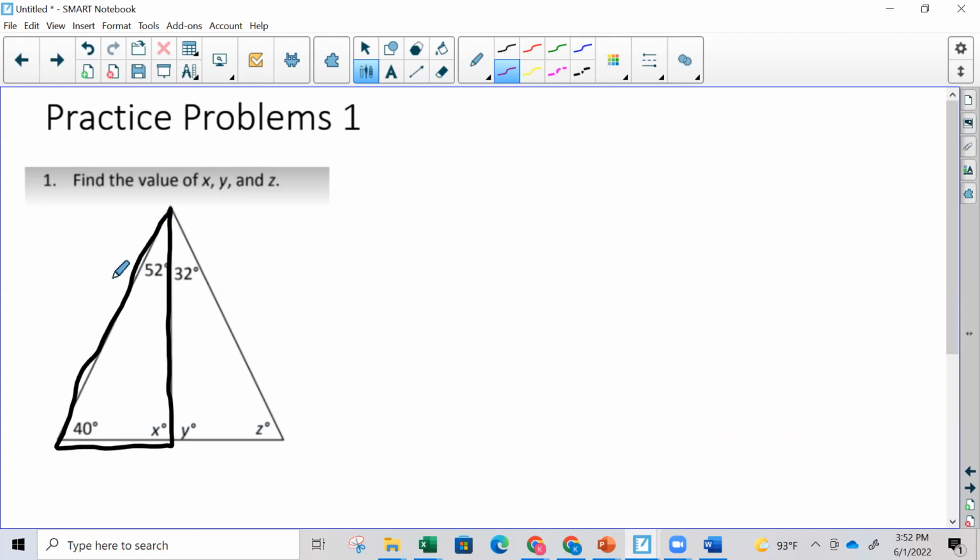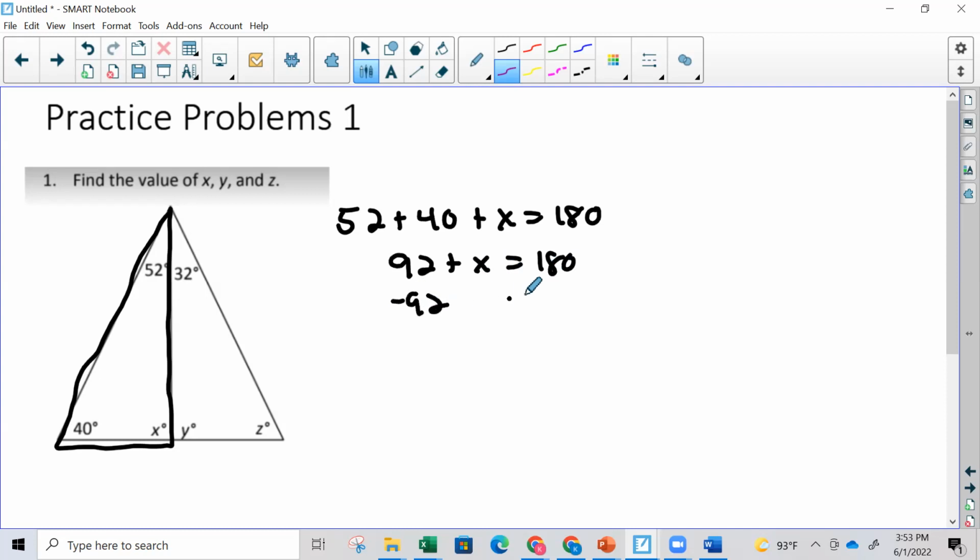And find x using the idea that I have three angles in a triangle. I know that those three angles always have to add up to 180. So I'm going to do it the algebraic way. You could also just do 180 minus 40 minus 52, and that's practically what we're doing when we solve this equation. So 52 plus 40 is 92, plus x equals 180. We would subtract 92 from both sides, and then x is 88.